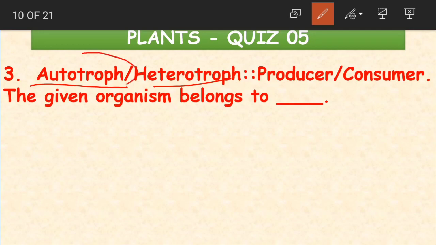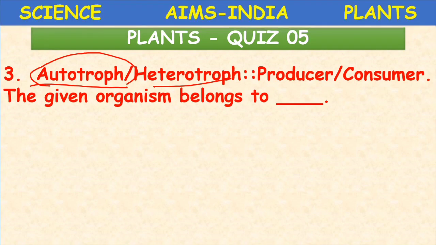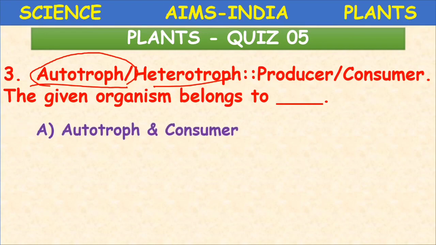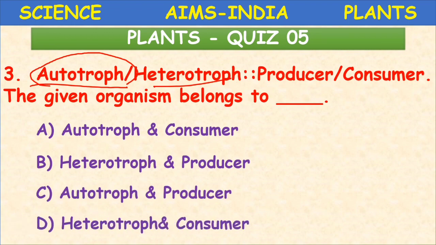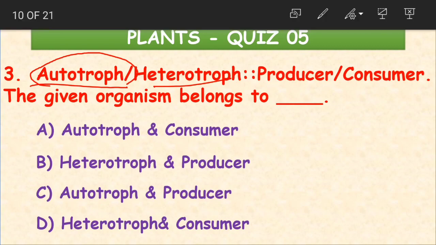Now this autotroph, the given organism belongs to, whether it is a producer or a consumer, that we have to write. Children, the first one is A, autotroph and consumer, B, heterotroph and producer, C, autotroph and producer, D, heterotroph and consumer. Which is the correct answer, children? Autotroph, what did we say? Yes, it is a producer. So that option matches the correct answer.